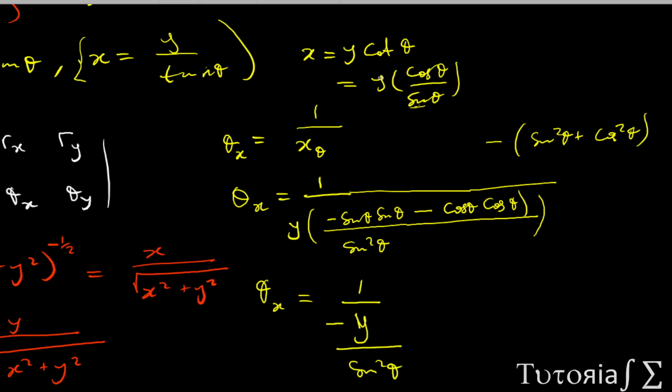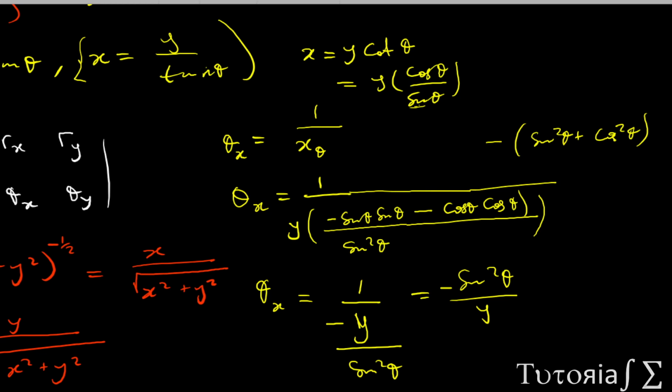Okay, so there is a negative y here, which is a constant. So basically it will be y, then the derivative of what is inside here, which is simply that. Then this inverse will just be sine squared theta over y. So negative sine squared theta over y. So that is theta with respect to x.